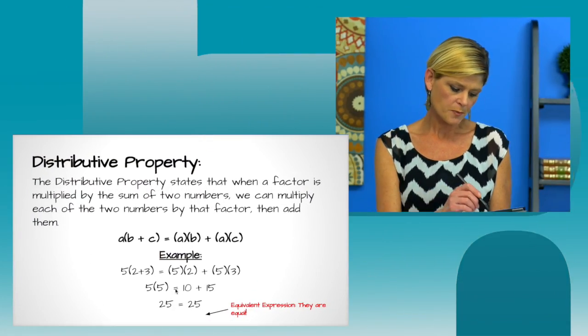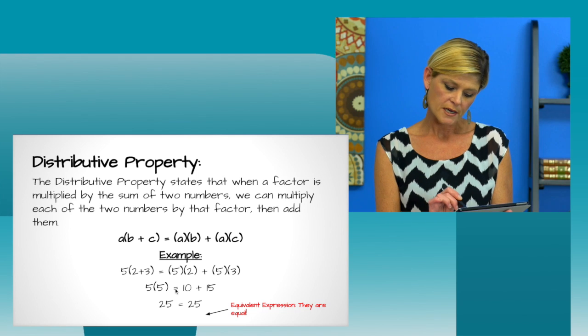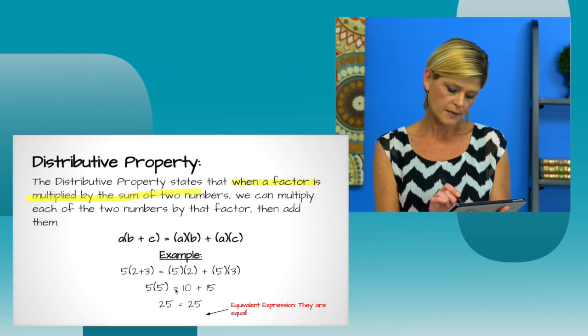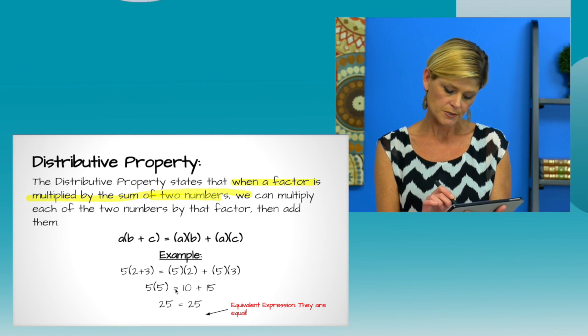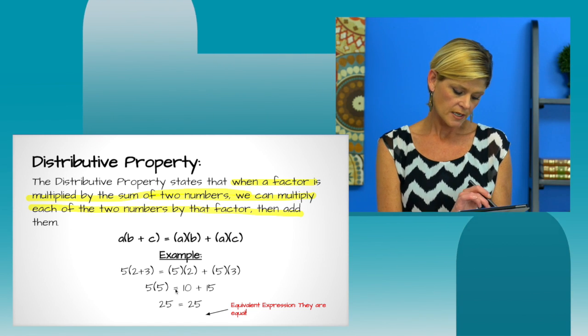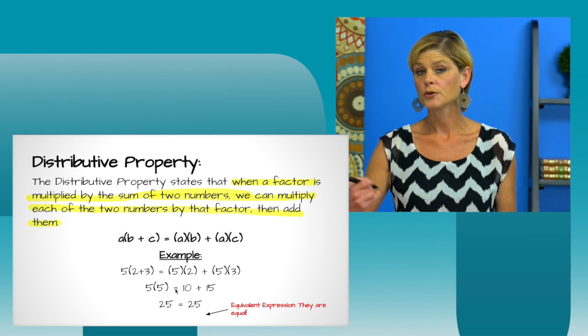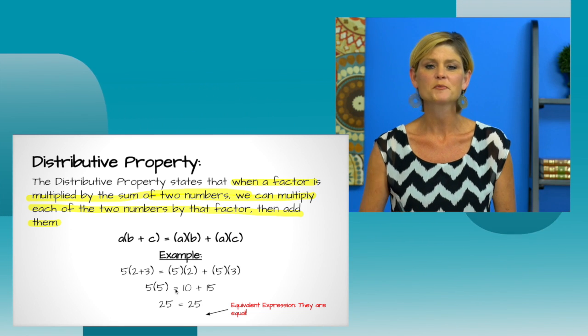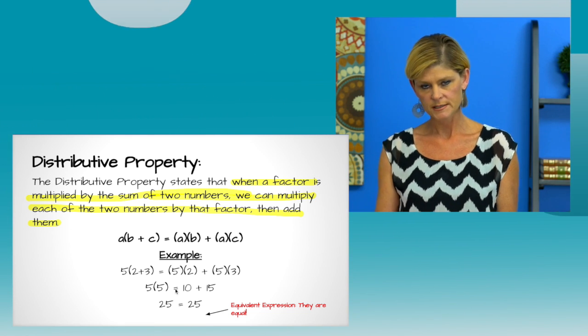So the distributive property tells us that when a factor is multiplied by the sum of two numbers, we can multiply each of the two numbers by that factor and then add them. Now, if you learn through words, and I've said this before, that might make perfect sense to you, but some of you might need to see it written out.